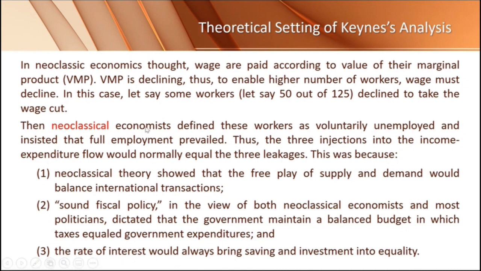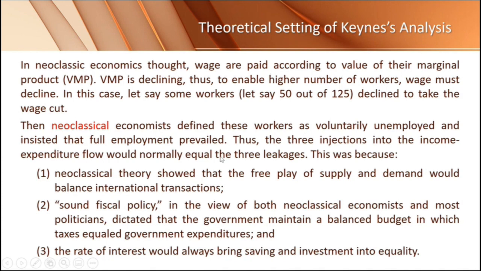Based on neoclassical economics, they are not considered unemployed because they voluntarily do not want to take this pay cut. Then you voluntarily do not want to work. So you are considered voluntarily unemployed and not considered as unemployed. So therefore, full employment still exists. Right? I mean, of 125 people, 50 don't want to take the wage cut. They are jobless, but they are not considered as unemployed persons. They are just taken out, right?